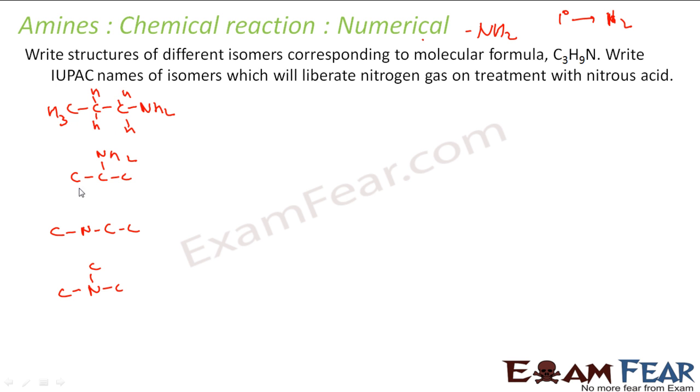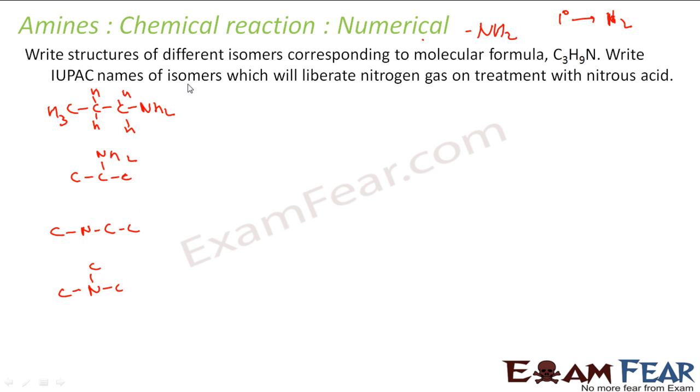3 carbon straight, we have 2 options. In one option, NH2 is at the first carbon, and in the second, NH2 is at the second carbon. And then I have one option where I can divide this 3 carbon into 2 and 1, and then I have 3 carbons into 1 and 3. These are my isomers, right?